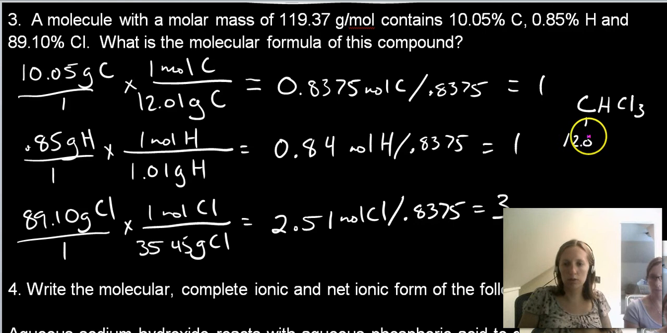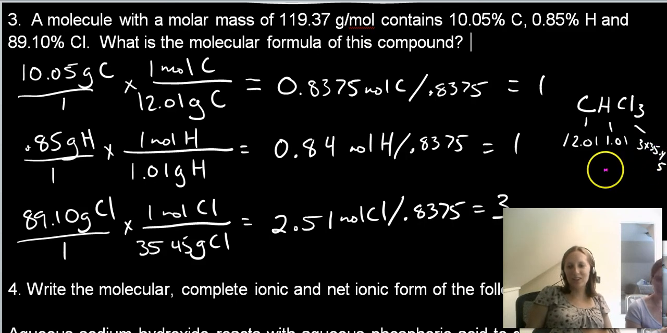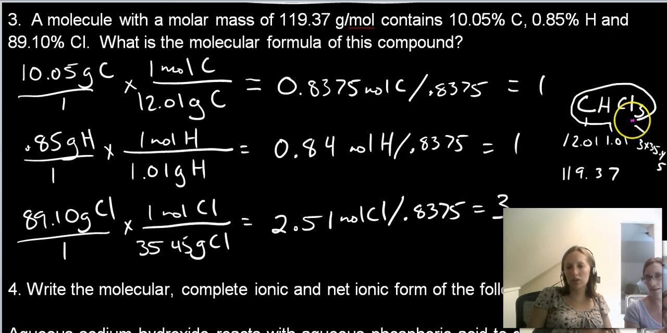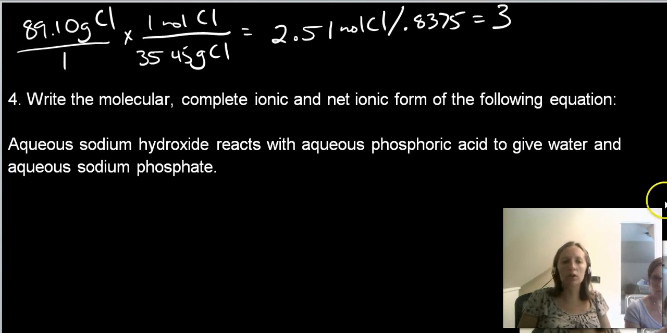So 12.01, 1.01, and 3 times 35.45. And when you add those all together, you get 119.37. But that's the same number. So what do you multiply by? By 1. That's right. So this is both your empirical and your molecular formula, which is a possible thing. Number 4.